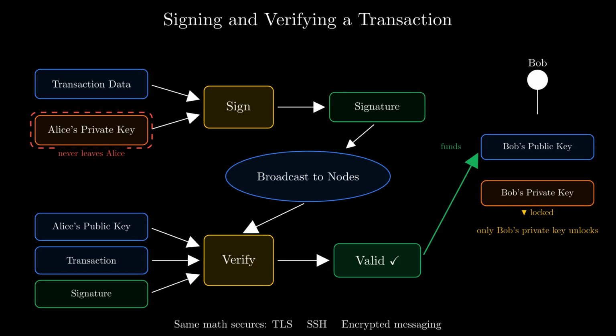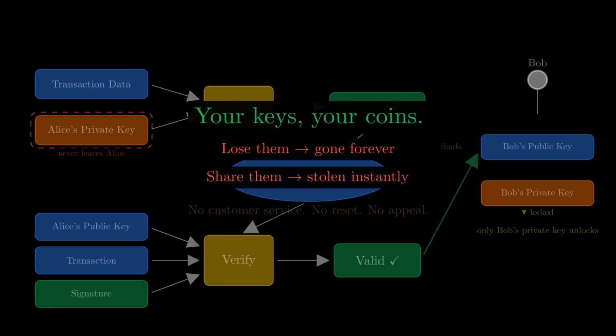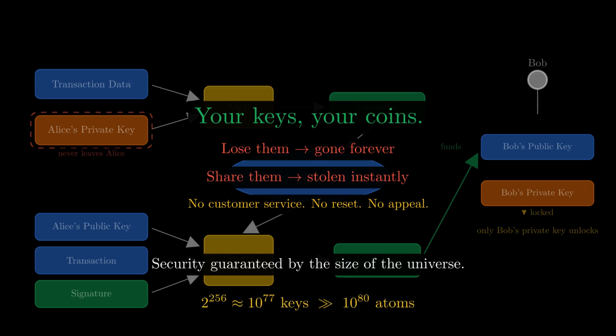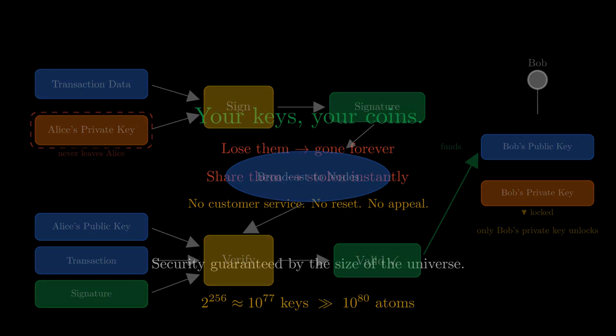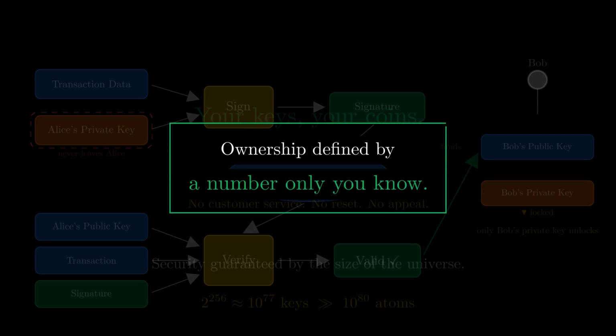The same mathematics secures TLS connections on the web, SSH logins, and encrypted messaging. But Bitcoin is the first system where money itself rests on pure math instead of banks or governments. Your keys, your coins. Lose them, they're gone forever. Share them, they're stolen instantly. No customer service, no password reset, no appeal. The security guarantee is absolute because the universe itself doesn't contain enough atoms to brute force your key. That's the quiet, radical idea at the heart of Bitcoin. Ownership defined by a number only you know.